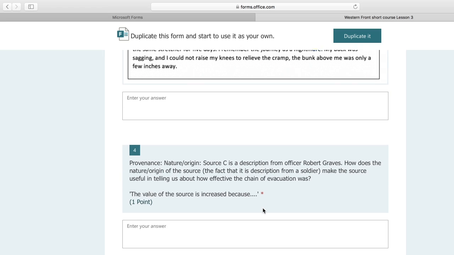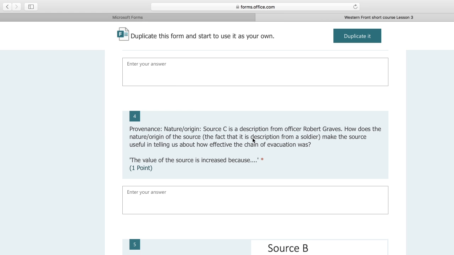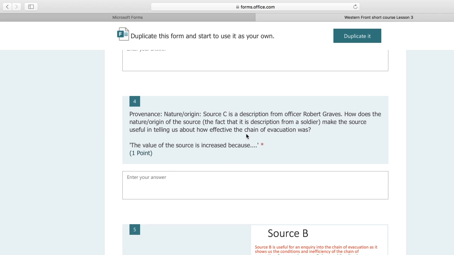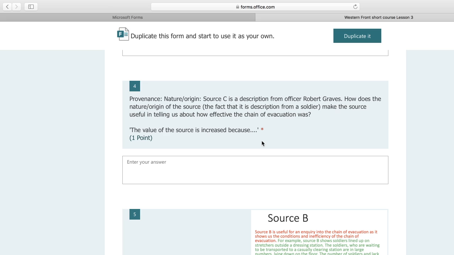So when you think about provenance, it's great that you can identify it, but you really need to explain how that makes it useful to you. Why is that source now useful? So how does the nature and the origin of the source, the fact that it's a description from a soldier, make the source useful in telling us about how effective the chain of evacuation was? Why is it that his experience is useful to us? And this is where you need to be using those key phrases, first-hand experience, stuff like that. Your sentence starter I've given to you, and you gain 1 point for doing that.